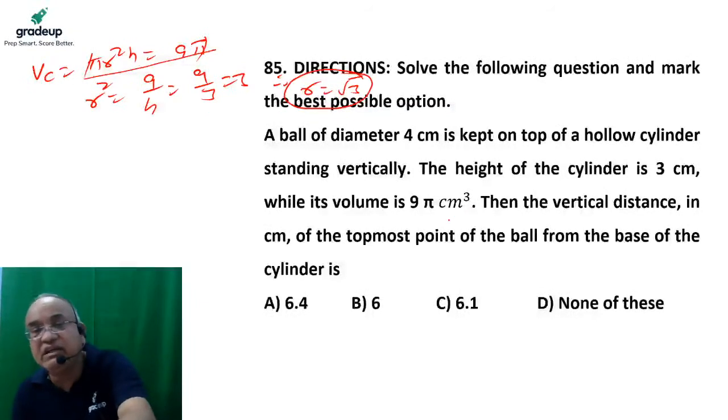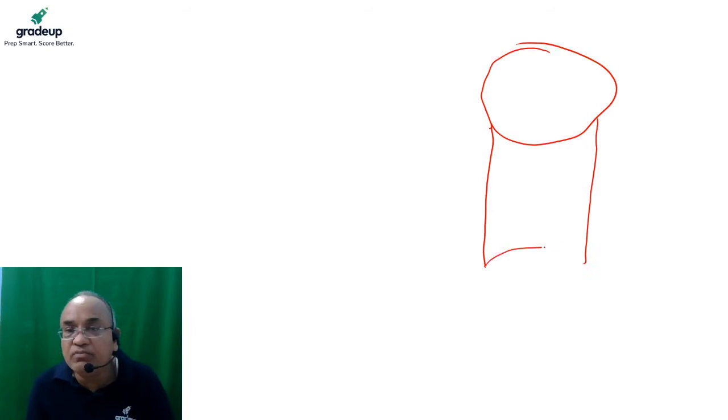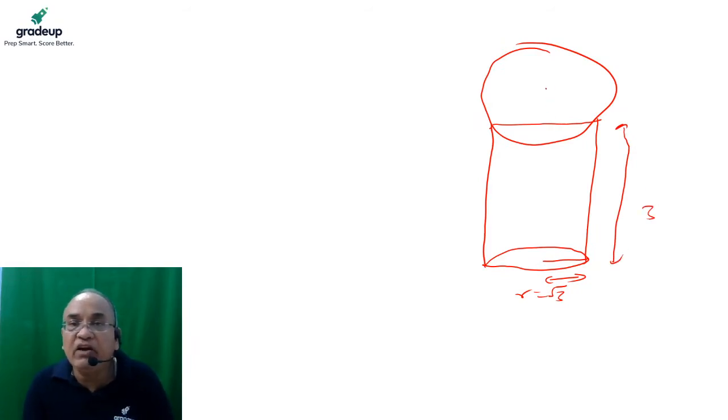So I will make the figure on the next page. It is given to us that a ball is kept over a hollow cylinder. Okay, it is not going to be drawn perfectly, but you can assume, let's say, this is the hollow cylinder and its base radius is root 3, which we have already calculated. So this is root 3, the radius r. It is given that this is the height, that is 3. And the radius of this ball is given, which is nothing but what? 4.